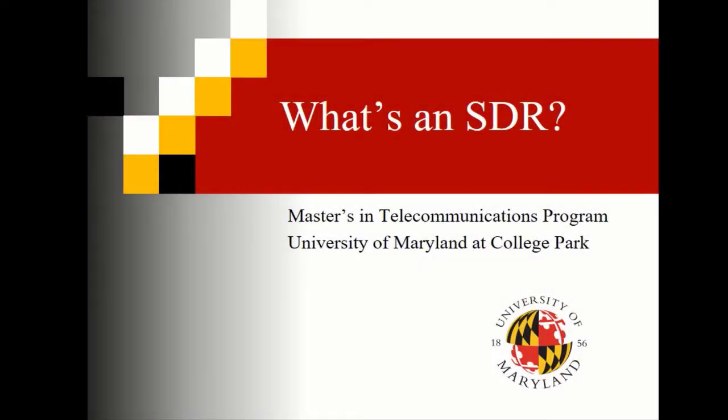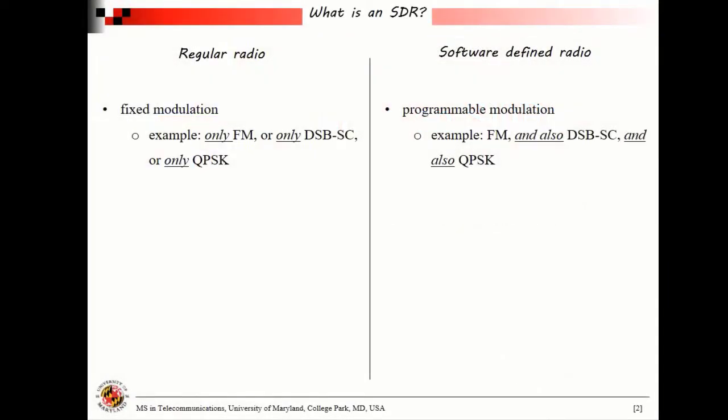Let's first ask ourselves, what is a software-defined radio, and how is it different from a conventional radio? In a regular conventional radio, typically the modulation is going to be fixed. For example, it's only designed to be an FM radio receiver or an AM radio receiver, or it will only work with modulation types like double sideband suppressed carrier or maybe only QPSK. A software-defined radio will do whatever modulation you program it to do, FM, double sideband suppressed carrier, QPSK, whatever you need, it can do it.